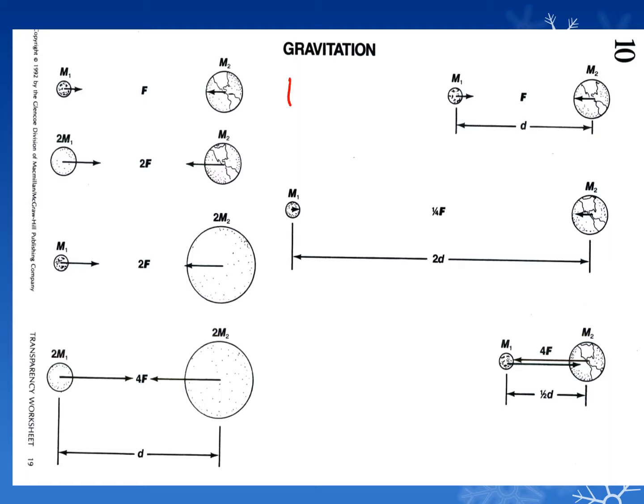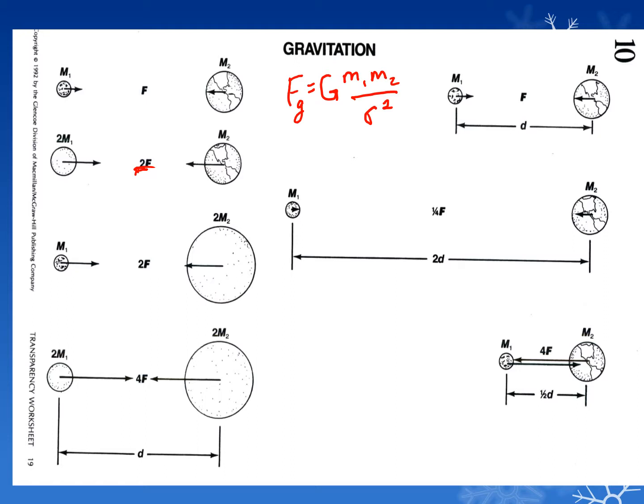Let's write the equation that we have on this slide. Force of gravity is G m1 m2 divided by r squared. So if we double m1, we wind up doubling the force as well, because they're multiplied together. If we don't double m1, but we double m2, the force is still going to be doubled. It doesn't matter which object's mass we double.